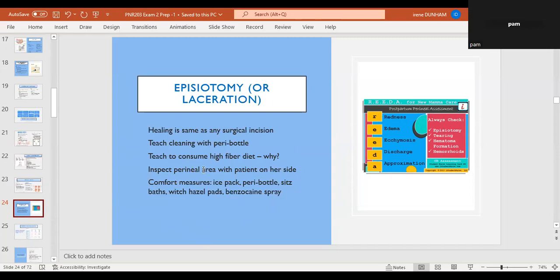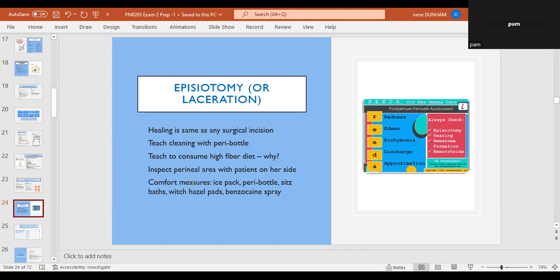And then inspect the perineal area with her on her side. You got to look, and sometimes the lady goes, I don't want you to look down there. No, I got to look, because I always put my patient on their side so I can have one leg go up and I can support it with my shoulder and get a good assessment. That's my job working on the mother baby unit, to make sure I keep my mom nice and healthy.